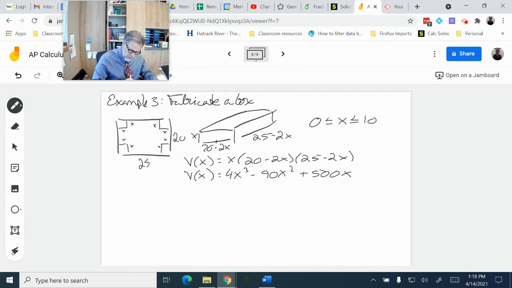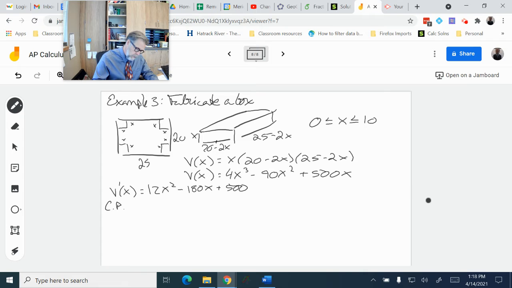And there's my cubic. Just as an aside, if you have two things, sometimes it's easier to just use the product rule versus multiplying. When you have 3, it's a lot easier to multiply it out, at least for a straightforward polynomial. So the derivative, the rate of change of volume with respect to x, is 12x squared minus 180x plus 500. And I know that extrema can be found at the endpoints or the critical points.